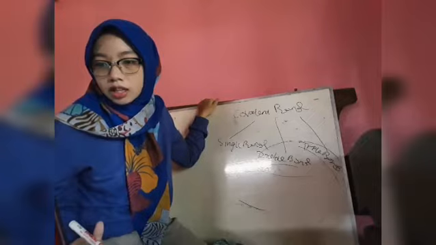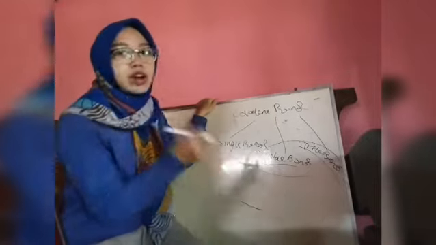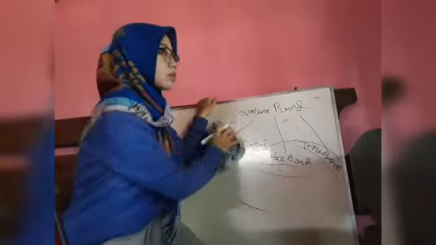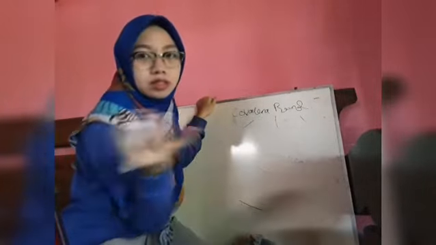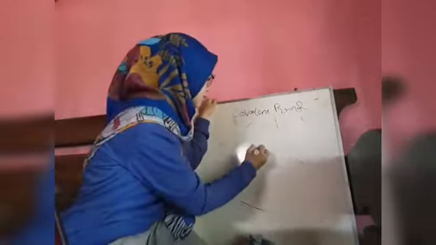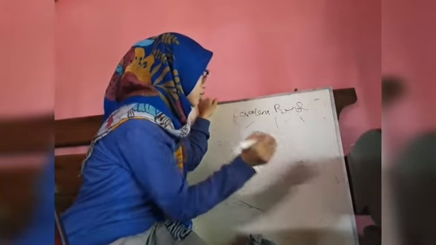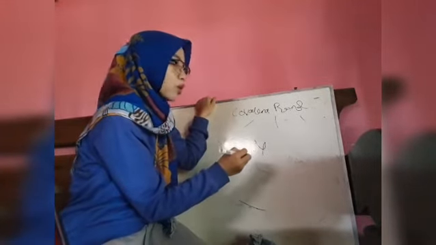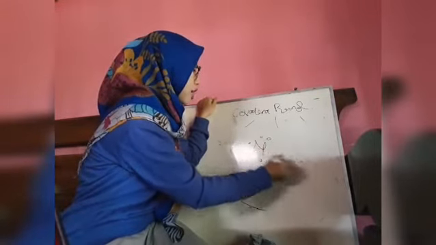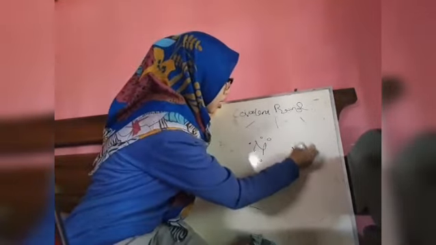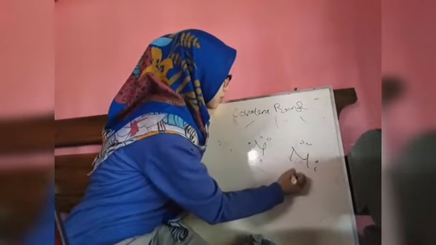And then what is the structure of nitrogen? I haven't told you yet, but there's the structure. So nitrogen was from group 5, so it has 5, and then the other atom has 5 too.